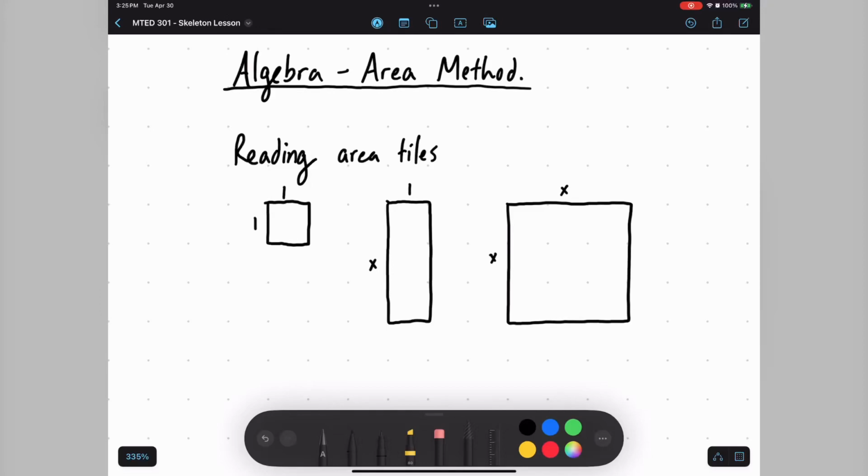Alrighty, welcome to today's algebra lesson on the area method. So first we're gonna get started off by trying to read area tiles.